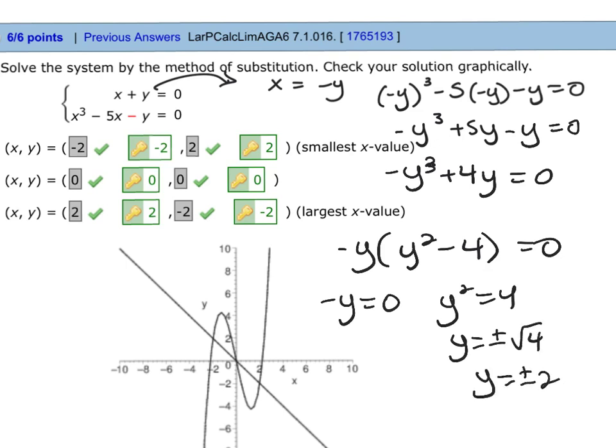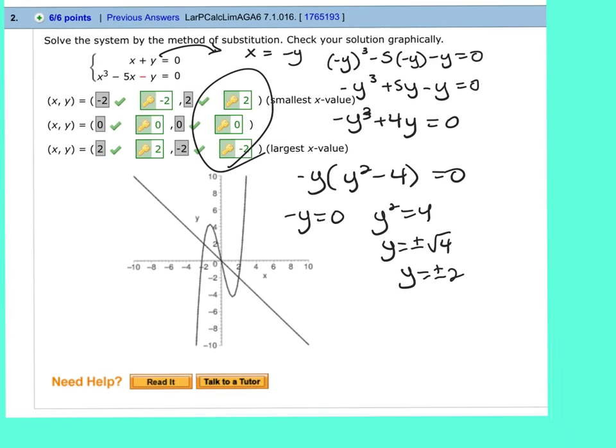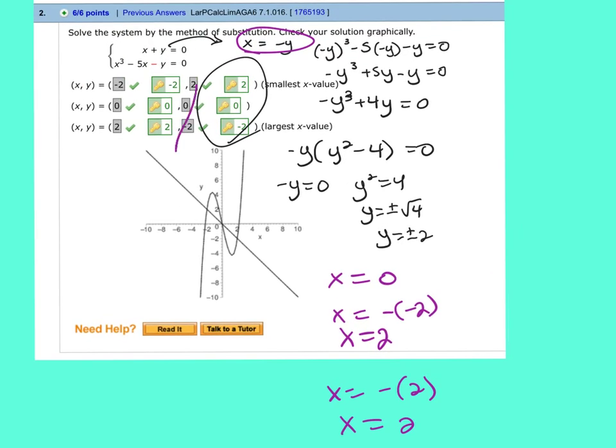So those are your three y's: 2, 0, and negative 2. And then just take them and plug them back in up here. X equals 0 is just 0. X equals negative 2 becomes positive 2. And x equals positive 2 becomes positive 2. And that's where these come from. And then when you check your graphs, there's match, match, match.